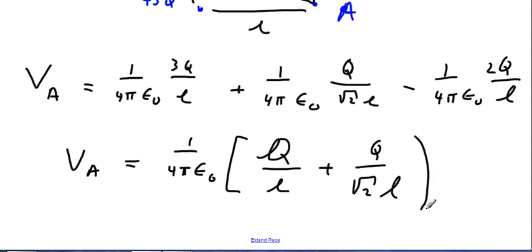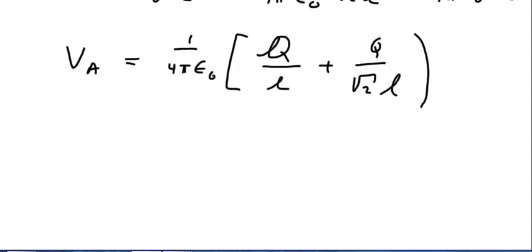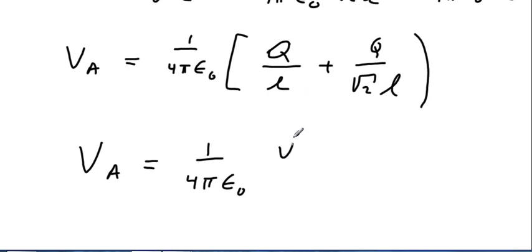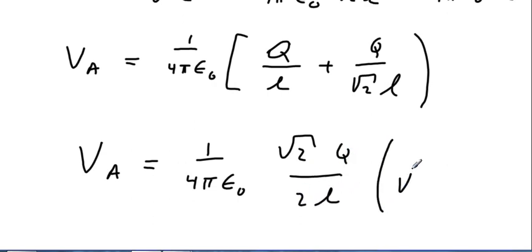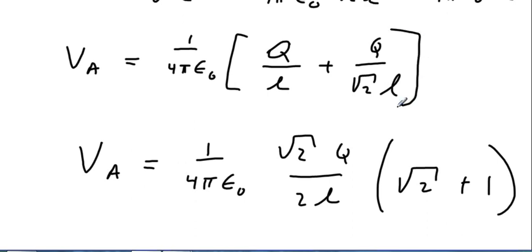And my 9th grade algebra teacher doesn't want me to leave an irrational number in the denominator. So that means I've got to rationalize my denominator. So V at A is 1 over 4 pi epsilon naught times square root of 2 Q over 2L times square root of 2 plus 1. And at that point, my 9th grade algebra teacher would like me better because I rationalized my denominator. As far as I'm concerned, there's nothing wrong with that answer. That's perfectly okay, and so is the other one.